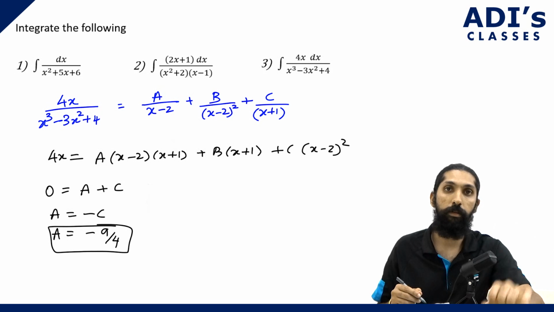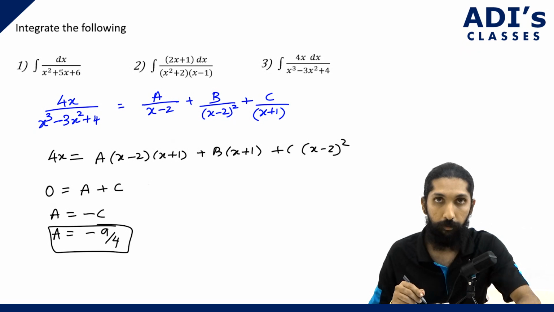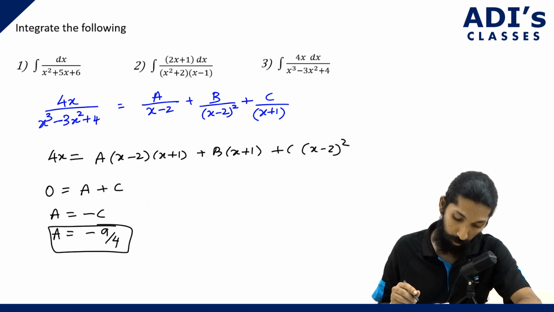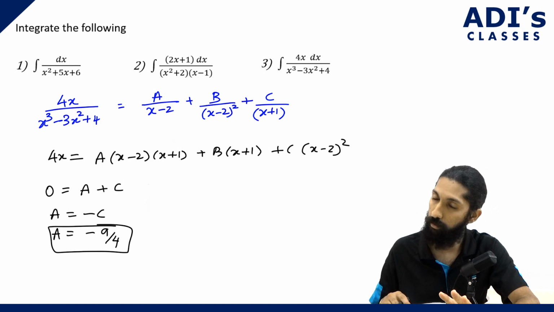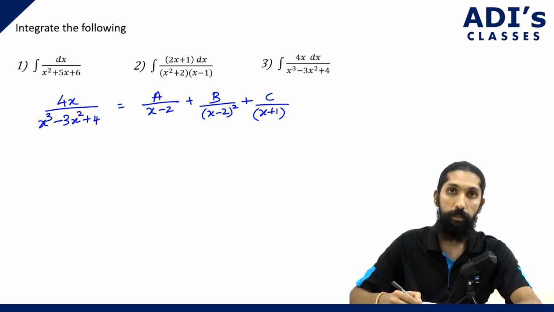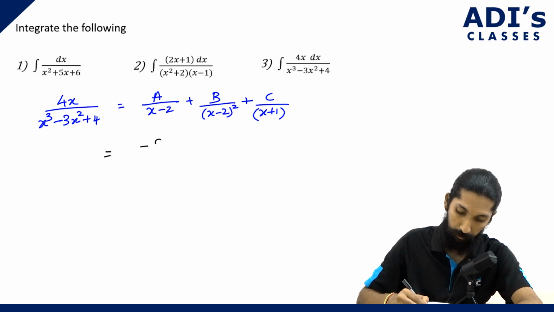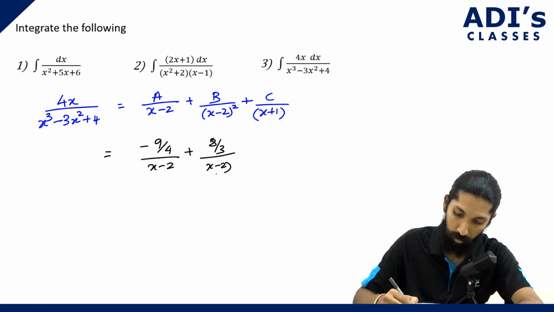Now we have all. a is minus 9 by 4 and b is 8 by 3 and c is 9 by 4. Correct? Now that you have all the three values, let's substitute. Direct substitution and solving part. That's it. No more, no less. Fine? So, what we are going to get now, you will get minus 9 by 4 by x minus 2, because a value, plus 8 by 3 by x minus 2 whole square, plus 9 by 4 by x plus 1.